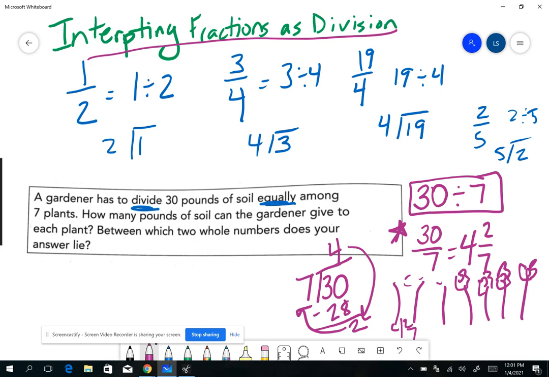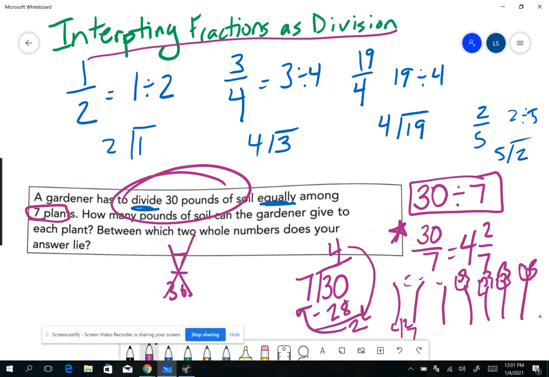So when you're doing the division problems, it's super important to remember, what are you splitting? All right. In this case, I don't want to do 7 divided by 30. That doesn't make any sense, because I am not splitting the plants. I am splitting the soil.